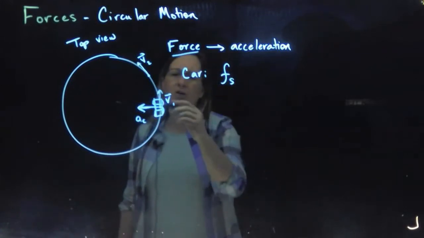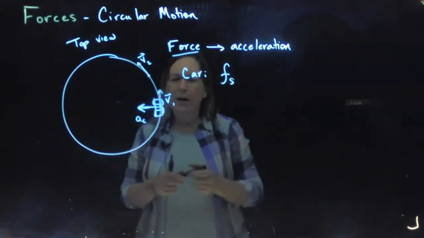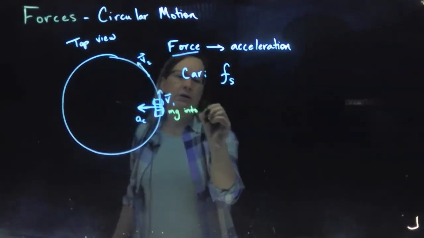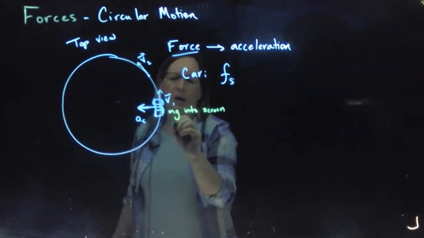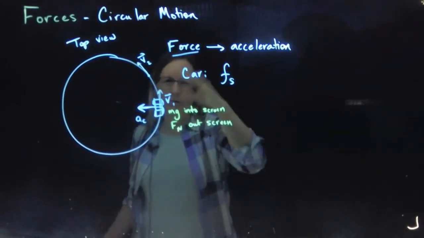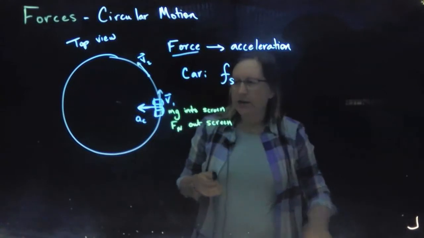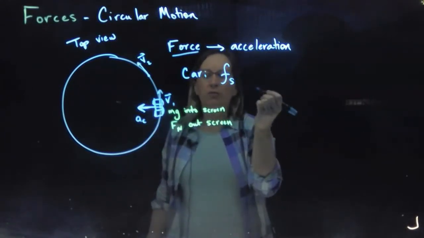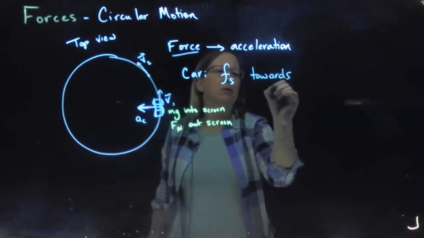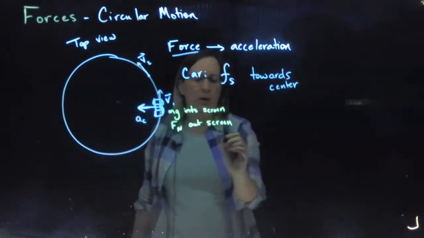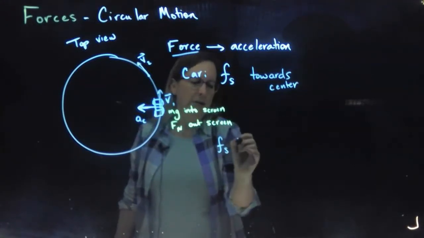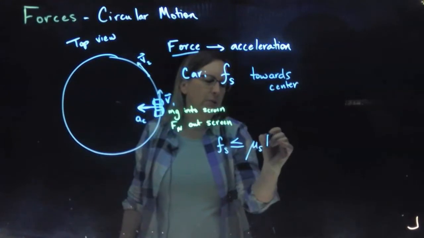And so if we look at this car, its diagram would have weight. So mg would be into the screen, and force normal would be out of the screen, or vice versa, depending on how you want to look at the screen and the car. But the friction force would be towards the center. The direction would be towards the center. And how much friction we need, what it can deliver, is less than or equal to mu sub s times the normal force.